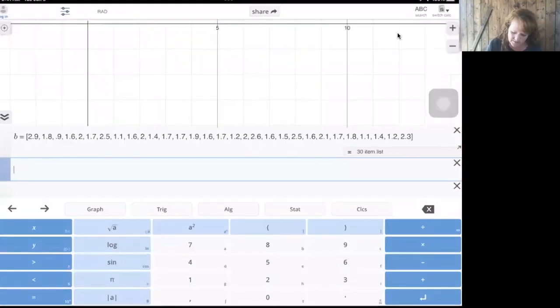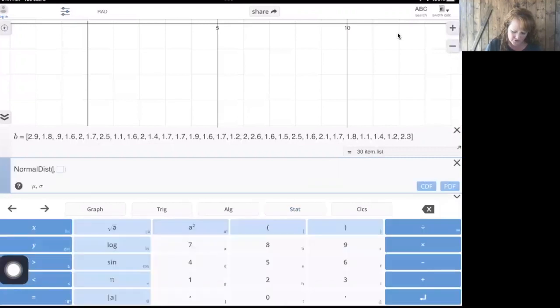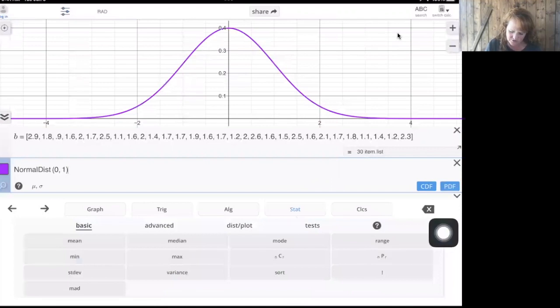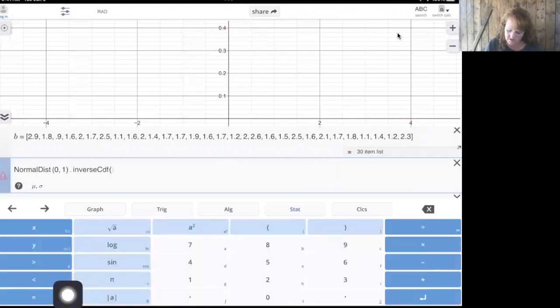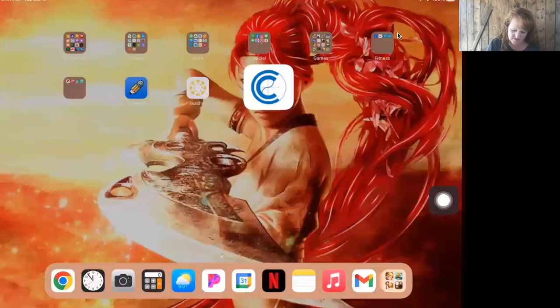My ClassCalc people, we're coming over here to stat, to distribution and plot. We're doing our normal distribution. Mean is 0. This is for TIs too. Mean is 0. Standard deviation 1. Standard normal curve. We are hitting the stat again, distribution plot, and we're doing this dot inverse, and we're entering 0.9. So this is going to be our critical value, 1.28.